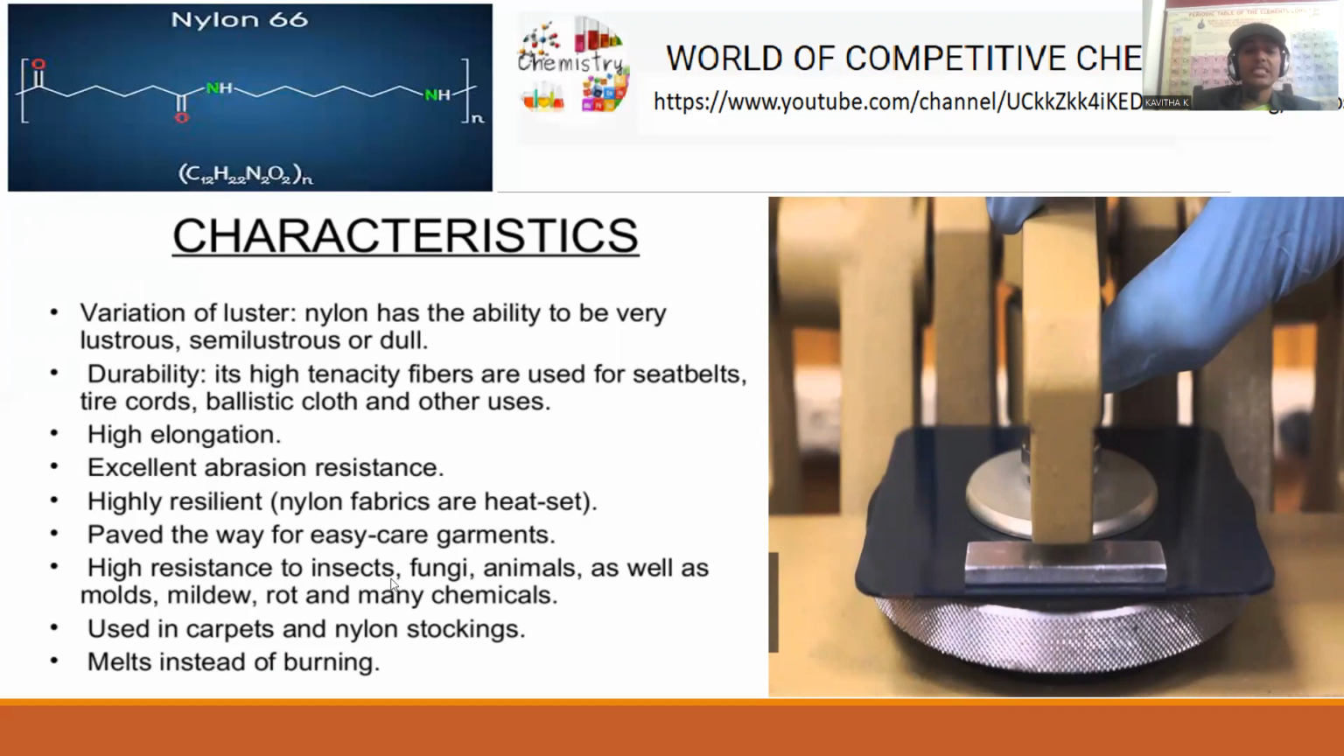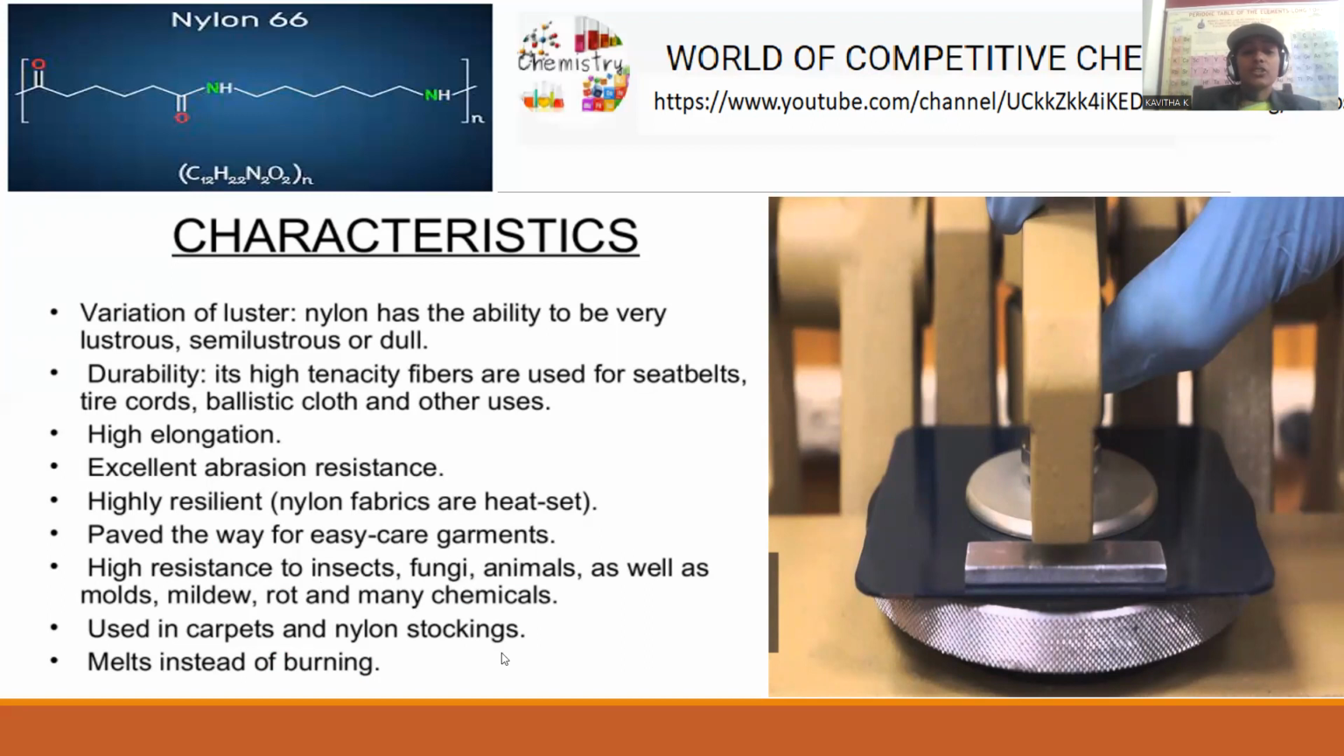High resistance to insects, fungi, animals, as well as molds, mildew, rot, rats, and many other chemicals. Even with exposure to nitrogen oxide, the color will not fade. And moths, as well as insects or fungi, whenever in contact with nylon, will not react with it, and will not damage it.